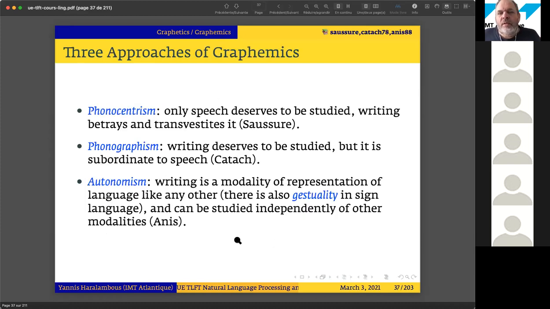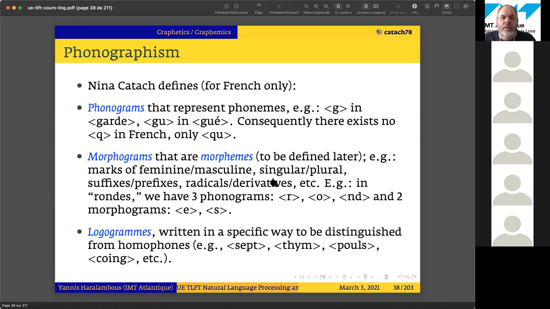Now, this slide is just to let you know that text is kind of a black sheep for linguists, because Saussure in 1916 said that linguists should only study speech, and text is an epiphenomenon. It's something secondary, and therefore for the whole 20th century, there's been very little studies on text and a lot of studies on speech. Okay, so this is just for your encyclopedic knowledge.